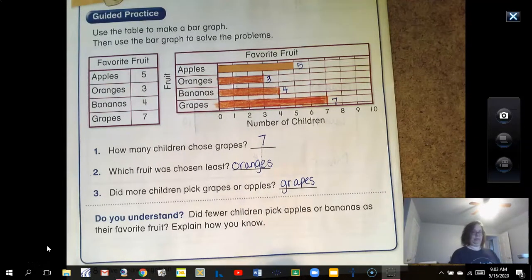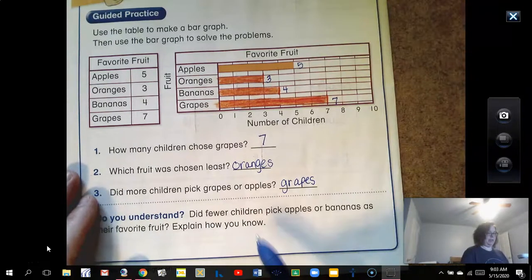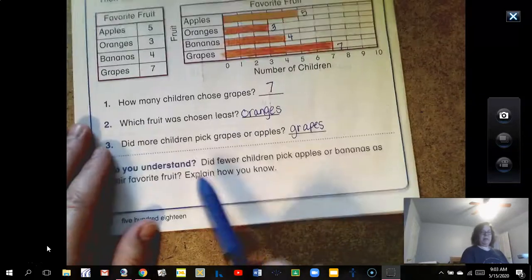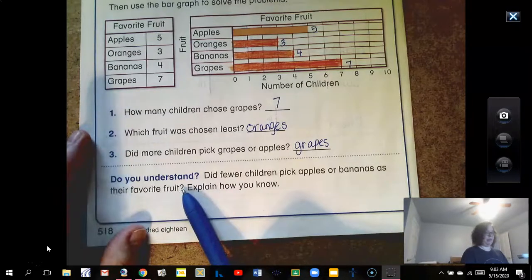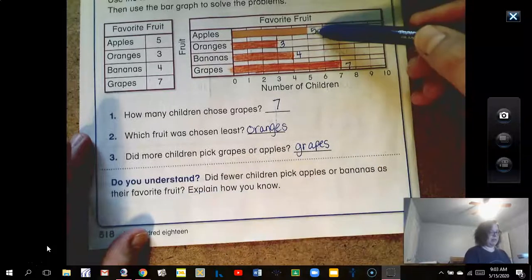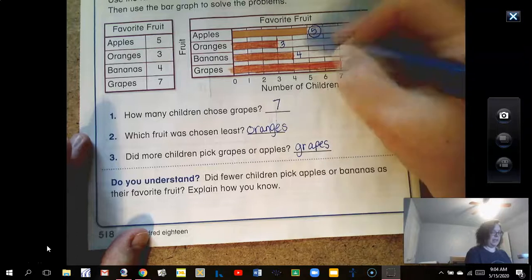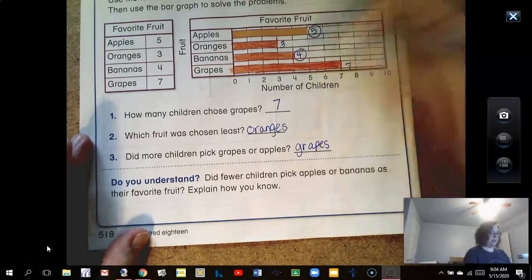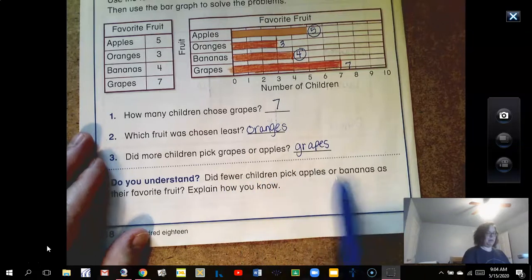5 children said that they liked apples as their favorite. Did fewer children pick apples or bananas as their favorite fruit? So let's go to apples. I'm going to circle this one. Apples. Let's go to bananas. 4. So, did fewer children pick apples or bananas?